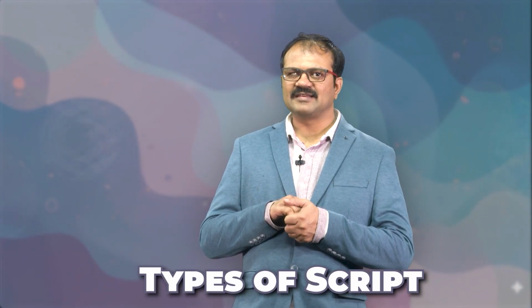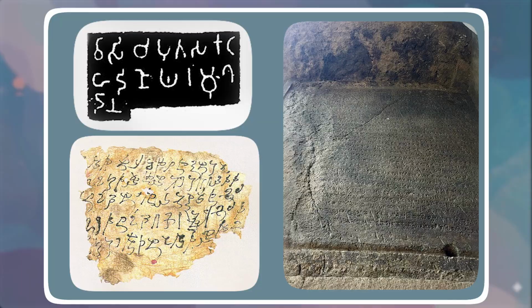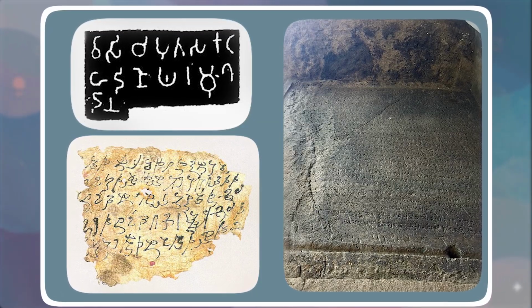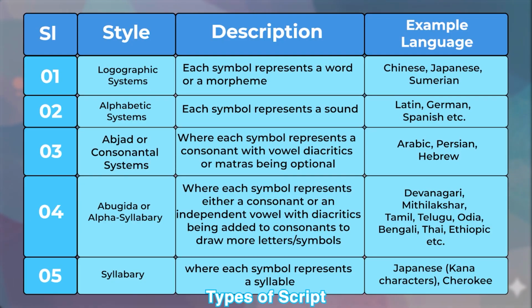Now, this takes us to the types of script. As human civilization evolved, people developed more complex ways of writing to communicate better without the need of speaking. Across the world, there are different methods of writing. In this table, you are going to see some methods of writing that people follow across the world.